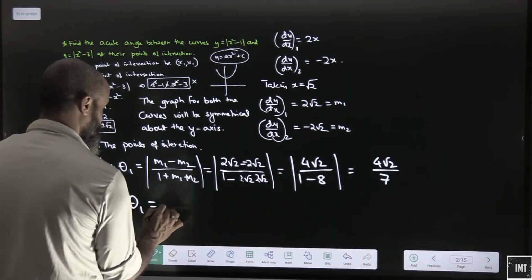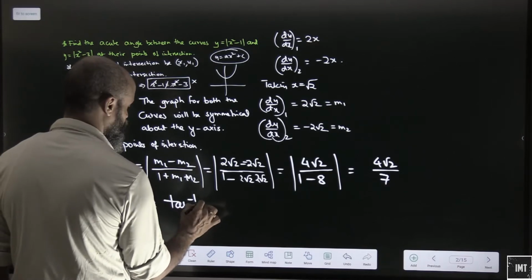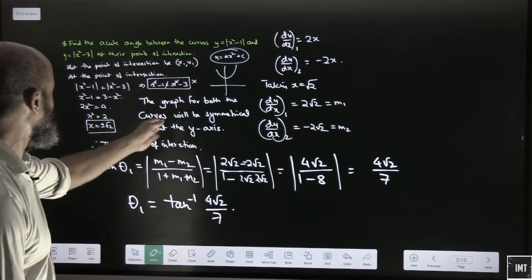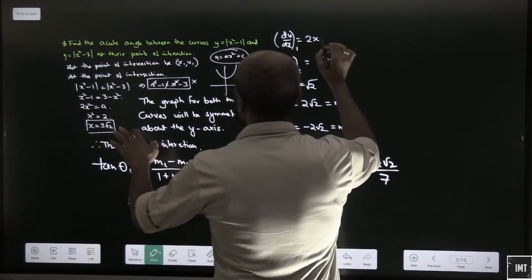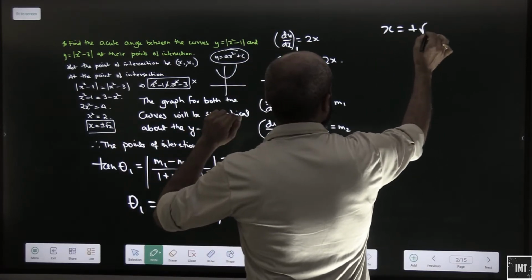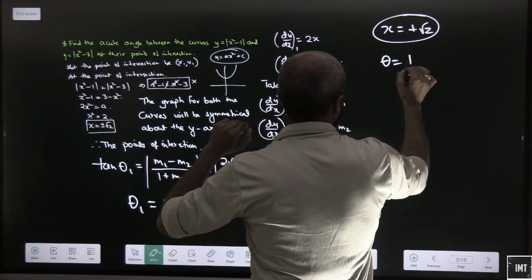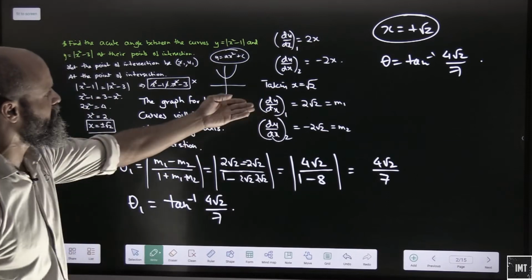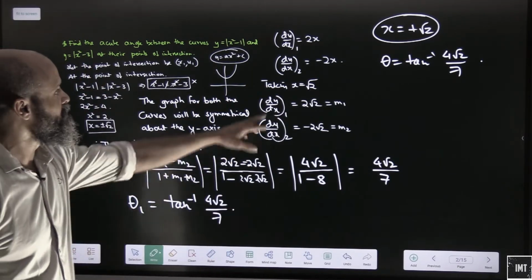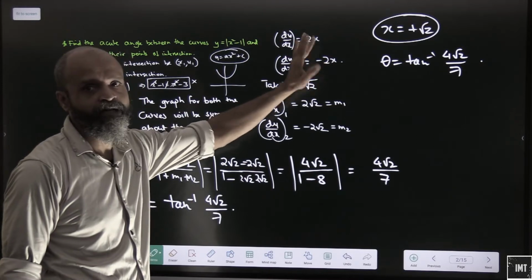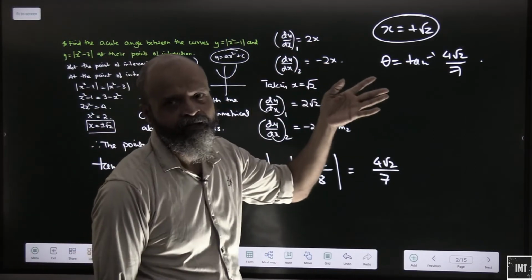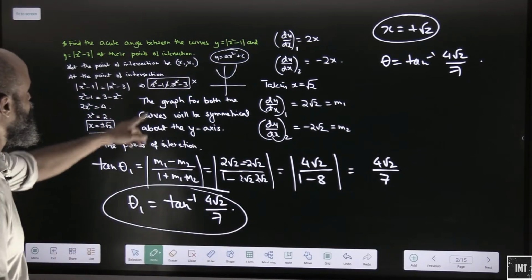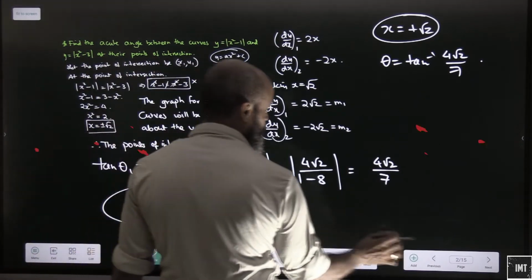So theta 1 will be tan inverse of 4√2 by 7, and we are going to get the same value if we substitute minus √2. For x equal to plus √2, we get theta as tan inverse of 4√2 by 7. If we put x equal to minus √2, it takes the same value, because one is for 2x and the other for minus 2x. So the inclination will be the same, fulfilling the condition for both values. So this is the angle between the two.